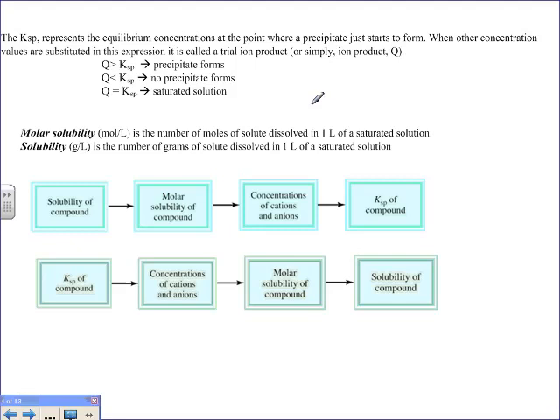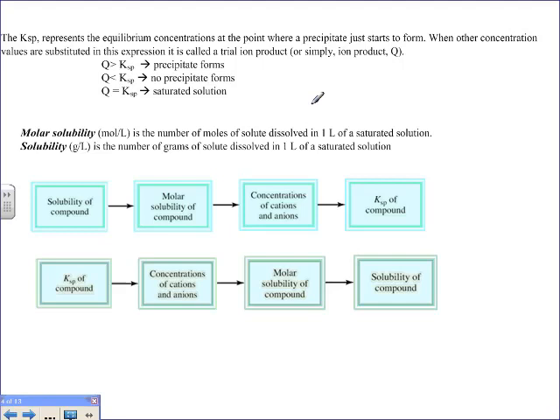Now, because the Ksp represents the saturated solution, it is also a good indicator for whether or not a precipitate will form. Just like in our original equilibrium unit, we examined the expression Q. Okay, we called it the reaction quotient. In solubility equilibrium, we call this the trial ion product. Okay, so it's a product that we sub into when we don't know whether or not we're at equilibrium. So we call that Q.